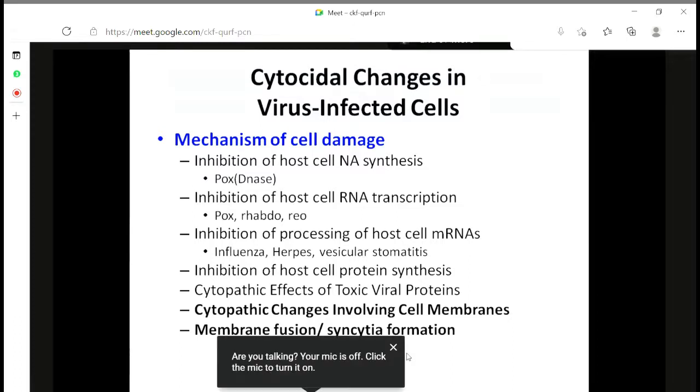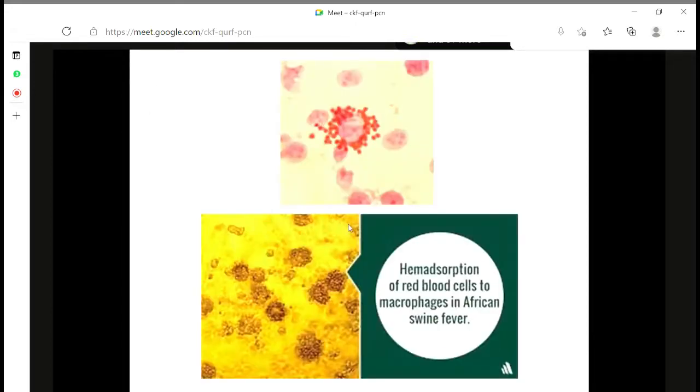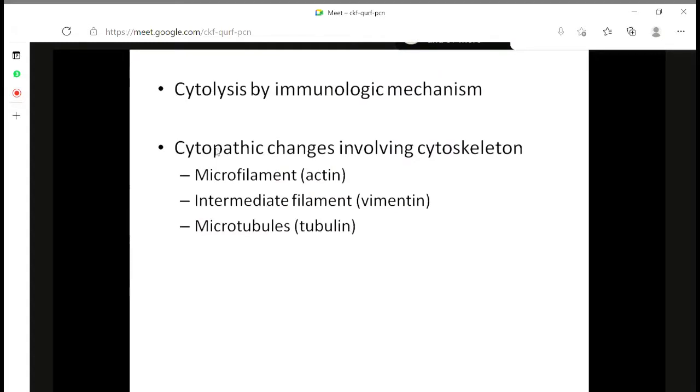Then the fusion proteins present on the surface of certain viruses may cause syncytia formation, the fusion of two or more cells into large multinucleated cells, and we call it syncytia formation, and gradually they disintegrate and the cell dies. The phenomena of hemadsorption and hemagglutination induced by the virus may also cause cellular damage. The immune mechanisms, or immunologic stimulation of the immune system, may cause damage to the cells, which can cause death of the host cell or the virus-infected cells.